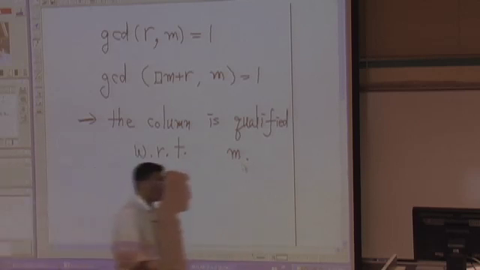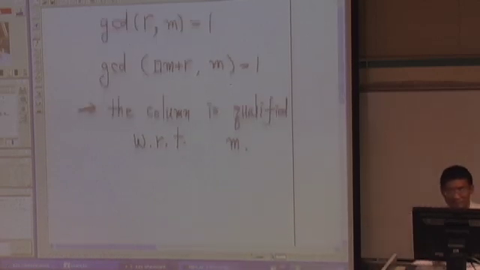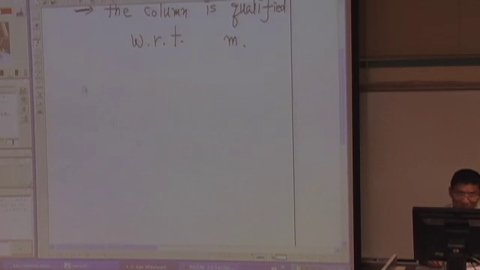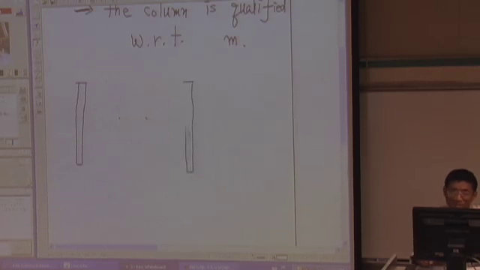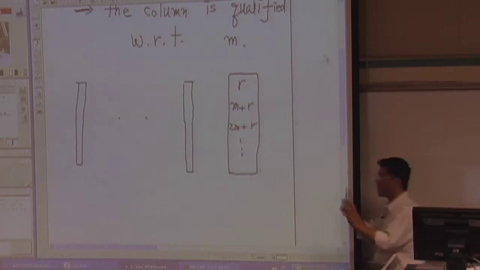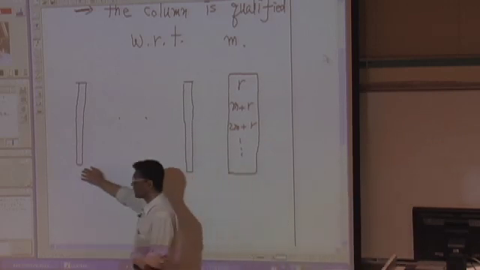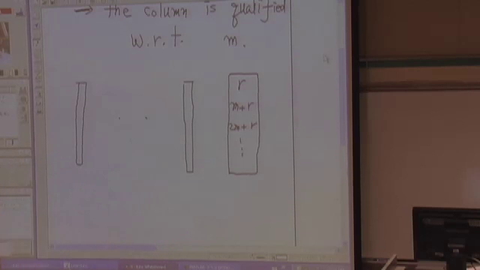Then, in the expression, this is the qualified column, and somewhere qualified column, and then qualified column, and so on, right? So these are qualified columns, and some column has R, right? R, M plus R, 2M plus R. These are qualified columns that we can use with respect to M. So these are qualified columns. And total number of columns is what? Phi of M by the definition of phi. Any questions up to this point?